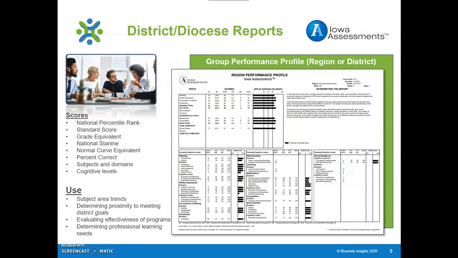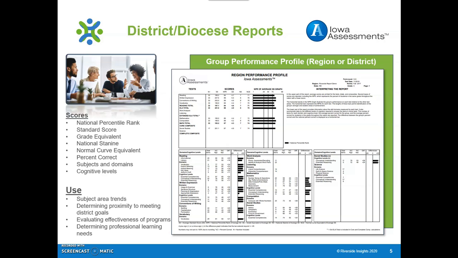Another useful report is the Group Performance Profile Report. It shows the overall region or district's average standard scores and national percentile ranks for the subject areas and domains tested. The lower half of the report displays the number of assessment items, the region or district's average percent correct, the percent correct for students in the nation, and the comparison of those scores per domain.